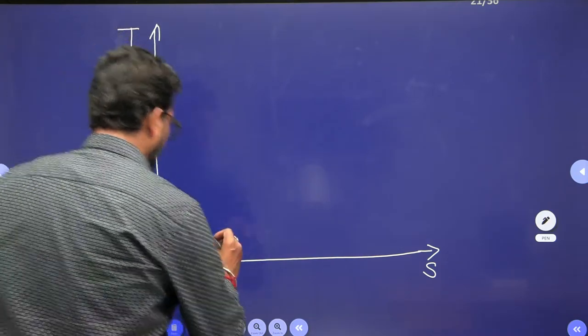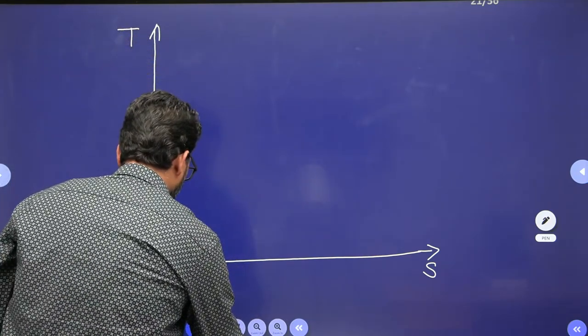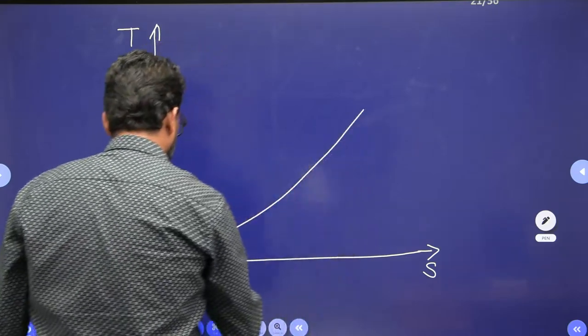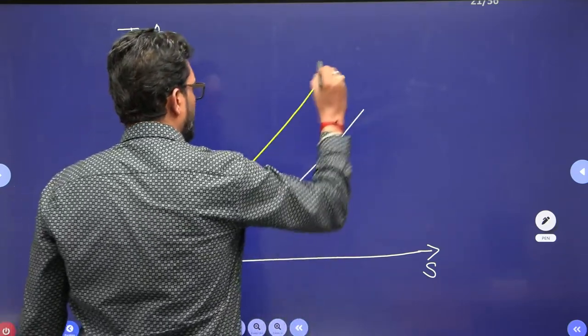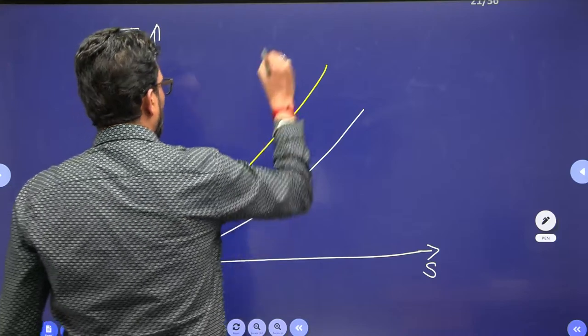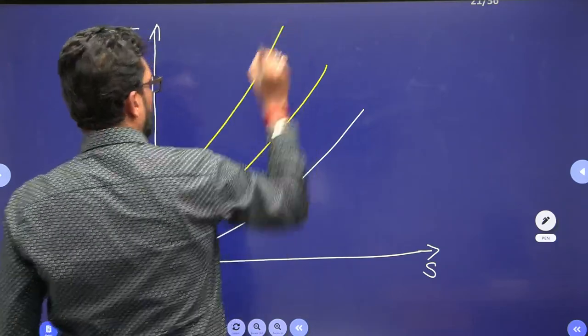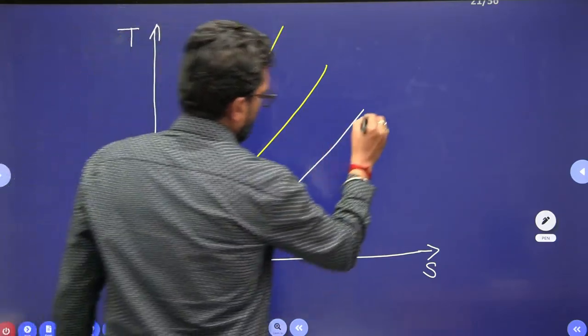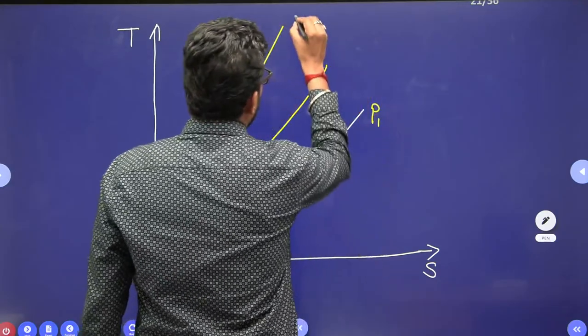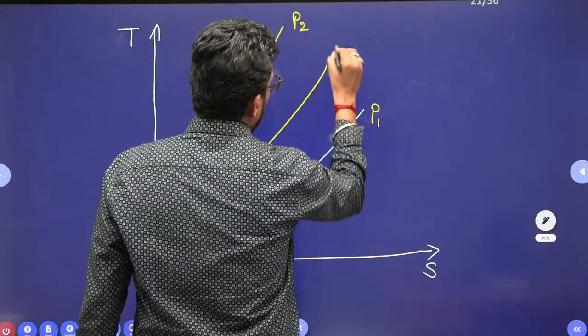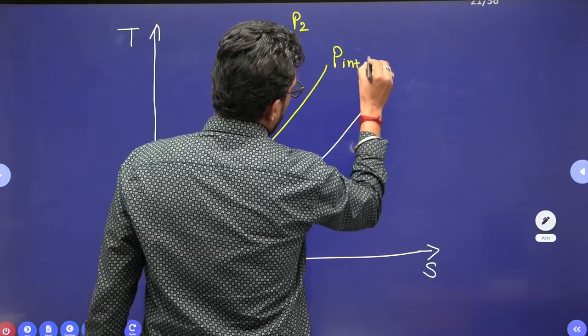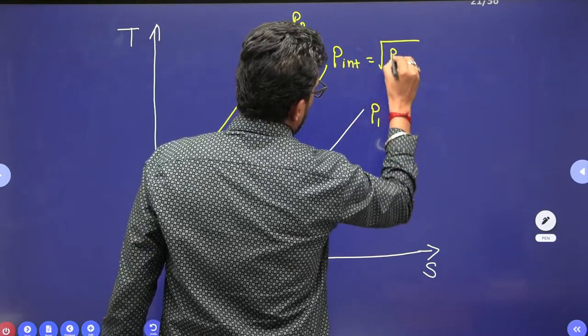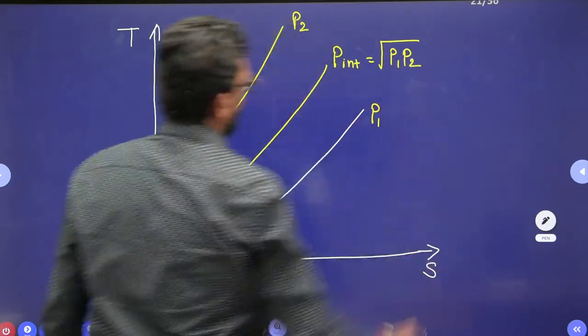Now there is a pressure line. One pressure line, another pressure line, another pressure line. This is your P1, P2, and the intermediate pressure P intermediate is equal to the square root of P1 times P2.